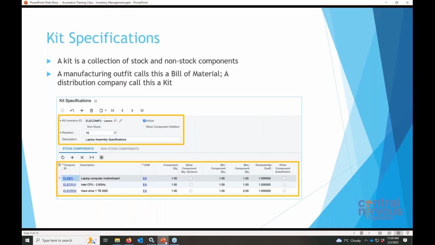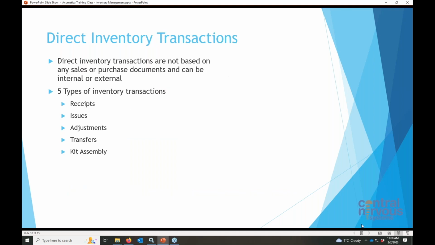Okay, heading back into our presentation, looking at direct inventory transactions. Direct inventory transactions are not based on any sales or purchase documents, and they can be internal or external. There are 5 types of direct inventory transactions. That would be receipts: inventory receipts into the system, adding inventory into the system without a purchase order.